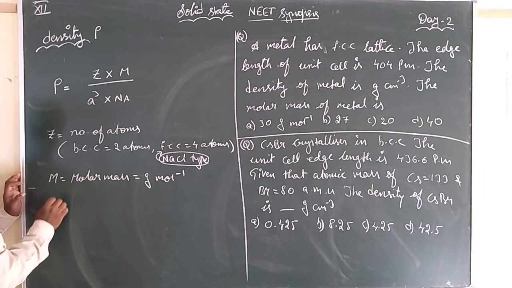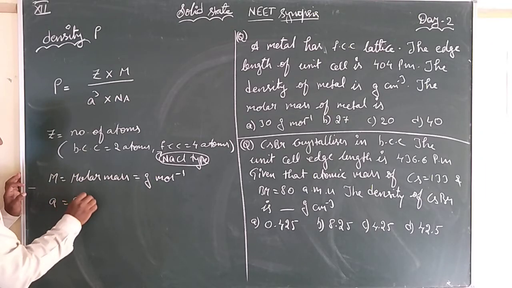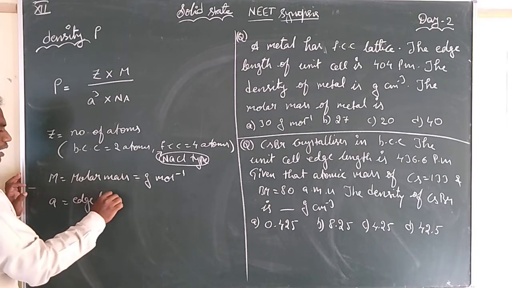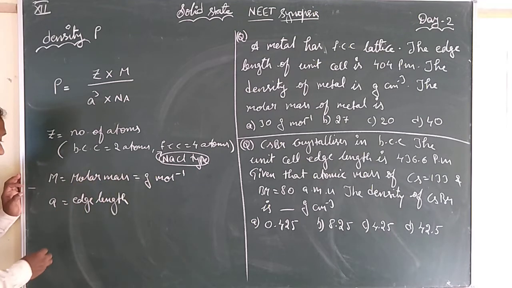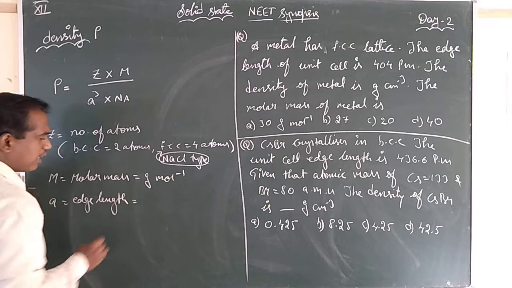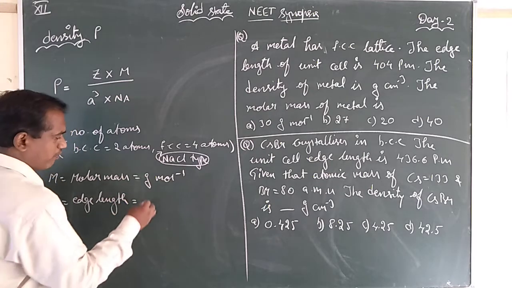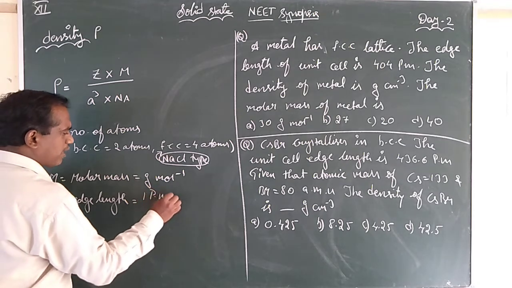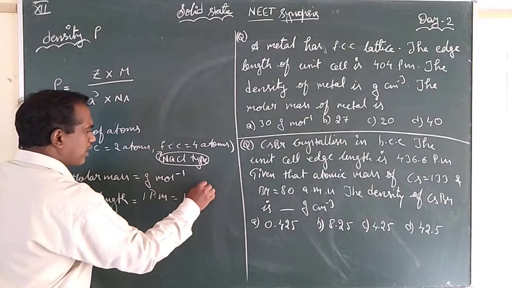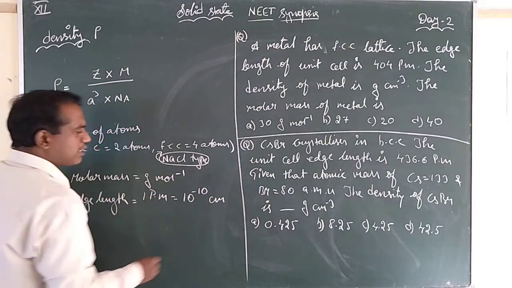First of all, you must know the edge length. They will generally give this edge length as a, in picometers. But we must convert that. 1 picometer is equal to 10 to the power of minus 10 centimeter.